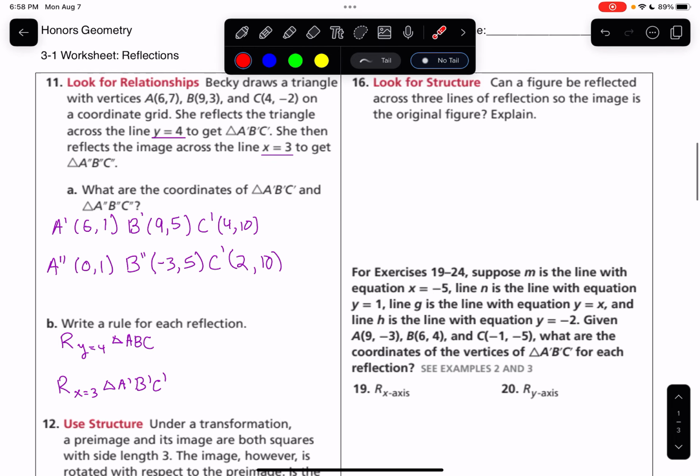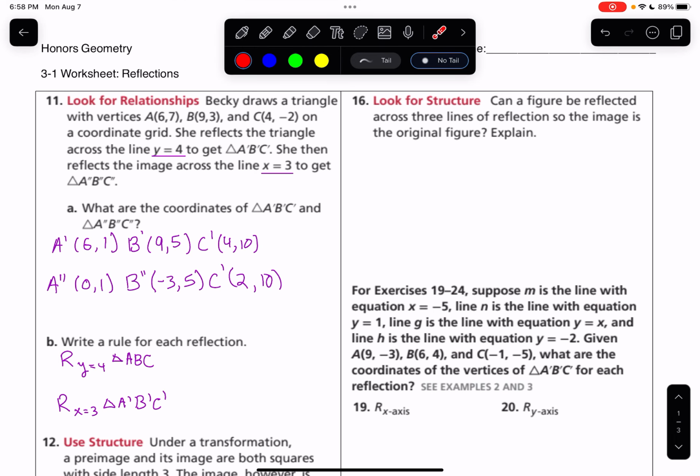Number 16, can a figure be reflected across 3 lines of reflection so the image is the original figure, and explain? So yes, it can. There are lots of ideas for making this happen, but one way we could do this is just to draw. So maybe we'll use a triangle, and we'll say, all right, we'll start here.